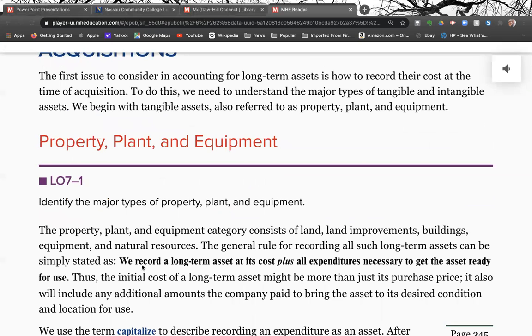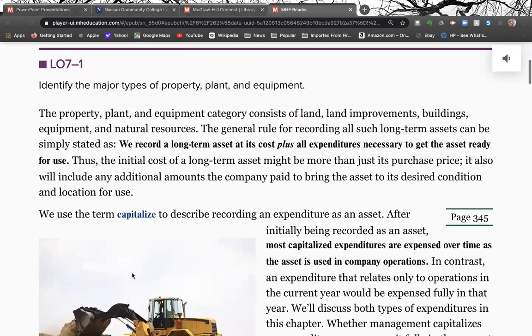Look at this sentence here. This is the key. We record a long-term asset at its cost, right? In other words, how much did we pay to buy the asset? We record the long-term asset at its cost plus all expenditures necessary to get the asset ready for its intended use, right? The cost plus all expenditures necessary to get the asset ready for its use.